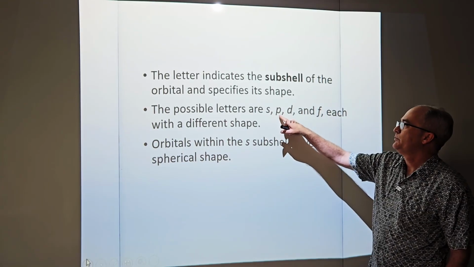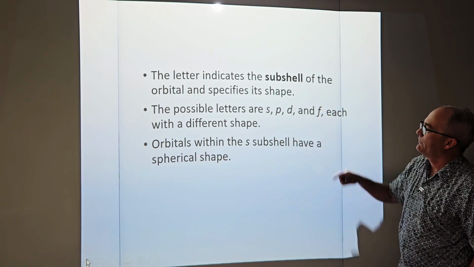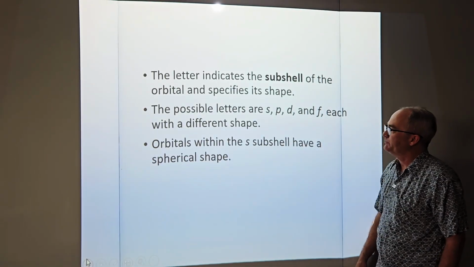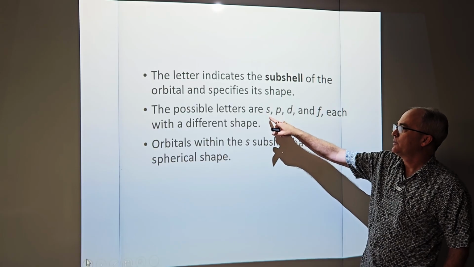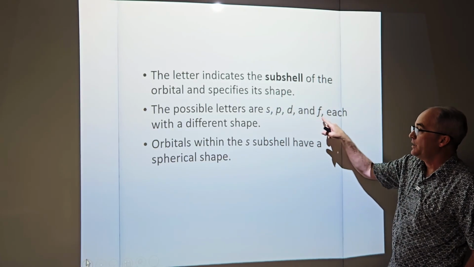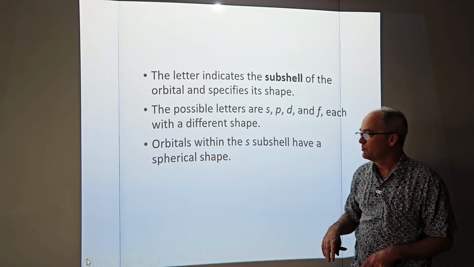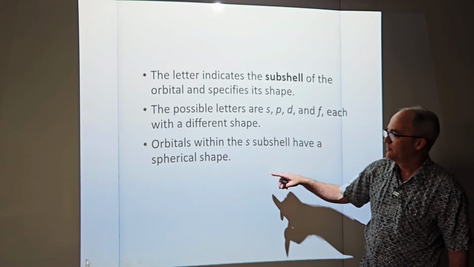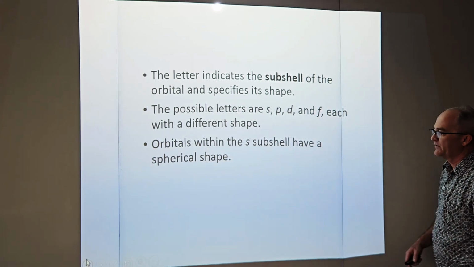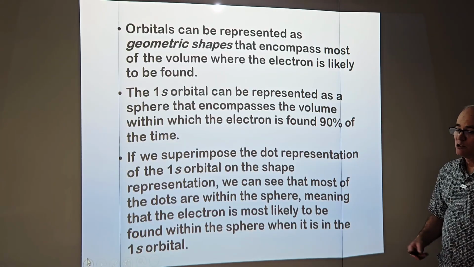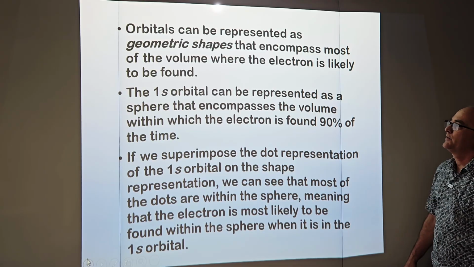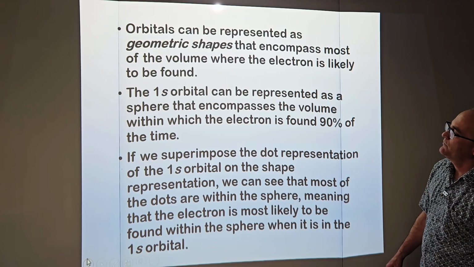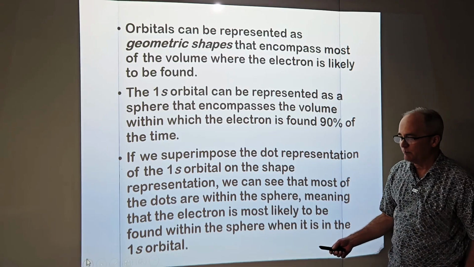So we have s, p, d, and f. I'm told these letters seem completely random, but s, p, d, and f at one time stood for sharp, principal, diffuse, and fine in describing certain spectral lines. That's just a historical for your information thing there. Orbitals with the s subshell have a spherical shape. And so we represent these probabilities of finding an electron with these geometric shapes that encompass most of the volume where an electron is likely to be found.